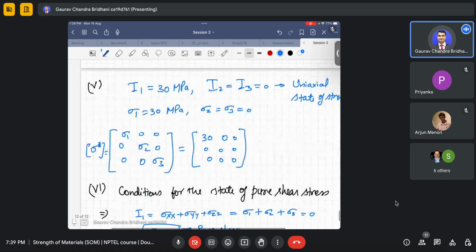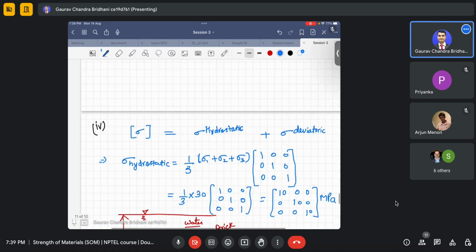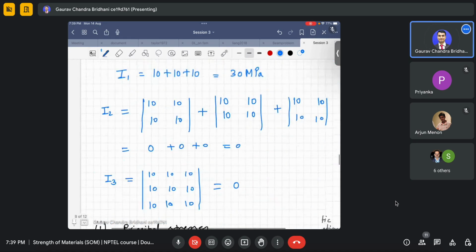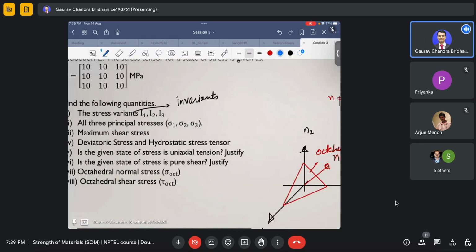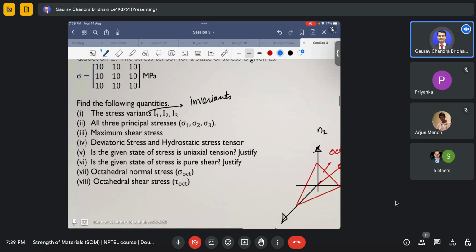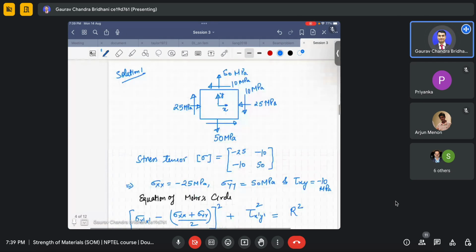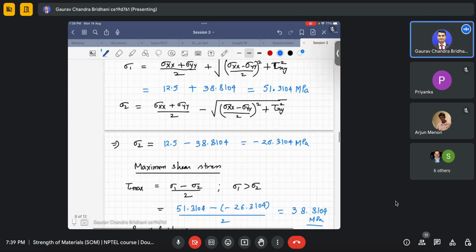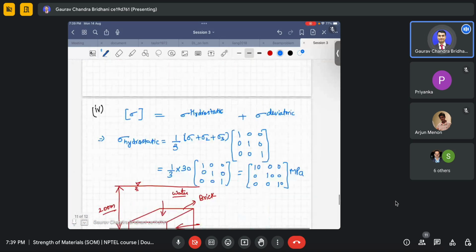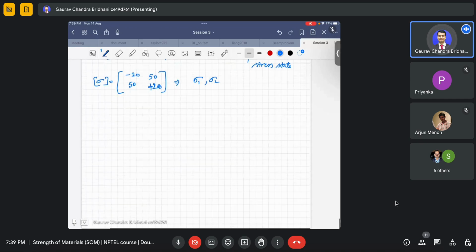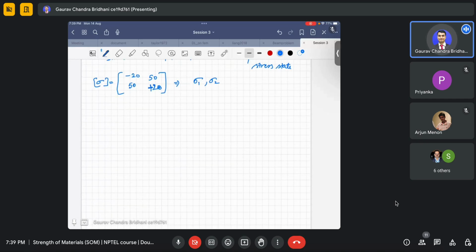Now moving to the next one, which is octahedral normal stress. I'll talk a little bit more about the octahedral plane first, so that you also get a feeling about it. So let's first talk about the octahedral plane.